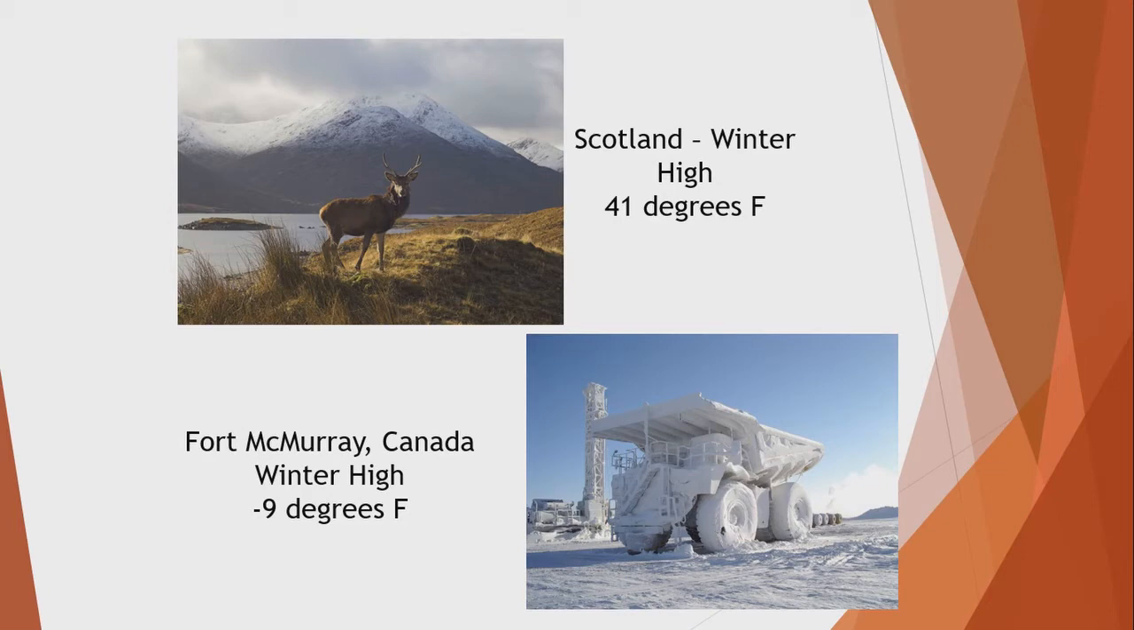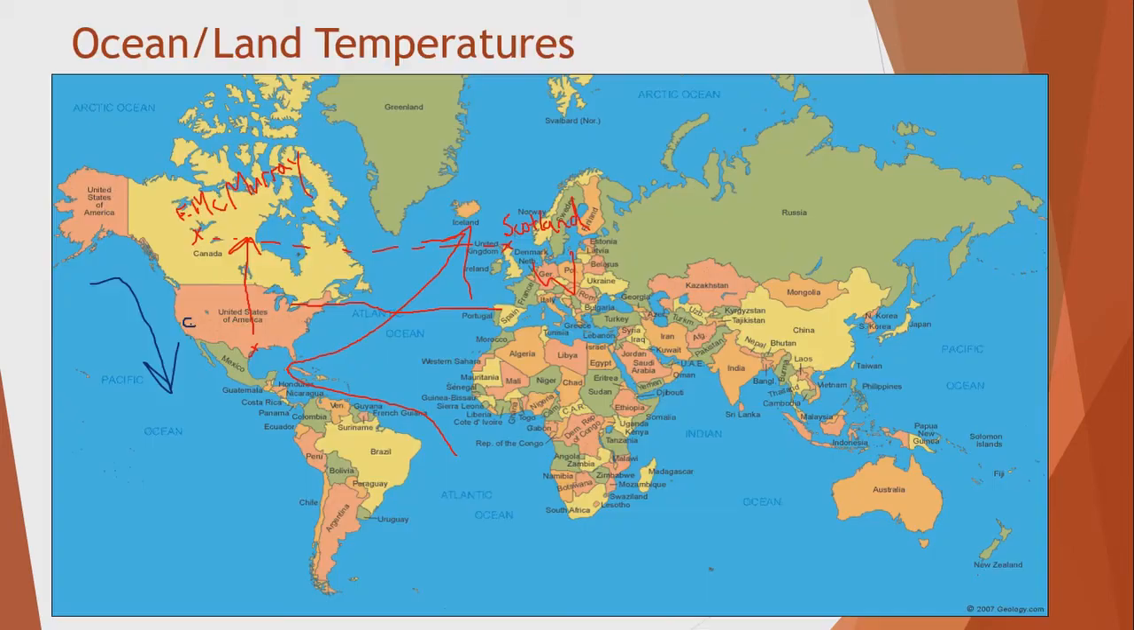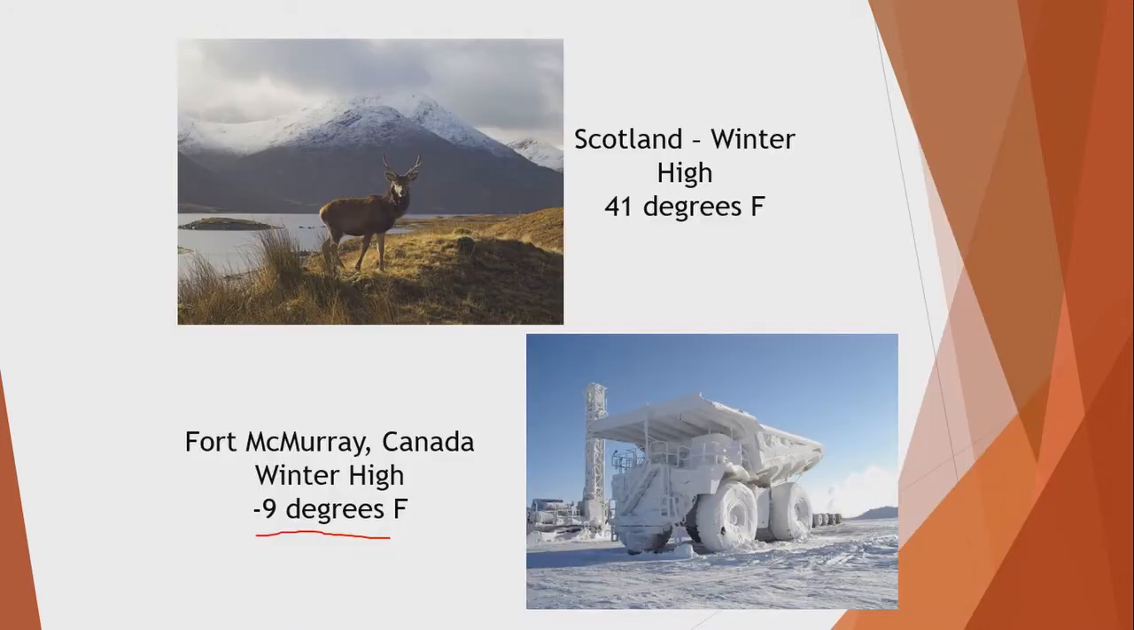In the winter, Scotland gets pretty cool. The average winter temperatures there are like 41 degrees. So the average high temperature during the day when the sun's out in Scotland is going to be about 41 degrees in the wintertime, so in January and February. If we compare that to Fort McMurray, Canada, the high temperature, so when the sun's out and it's the warmest it gets during the day, is -9 degrees Fahrenheit. And again, these are the exact same north-south distance, and the only difference between Fort McMurray and Scotland in terms of how much sunlight it's getting and how warm it should be is the ocean that is coming by it.